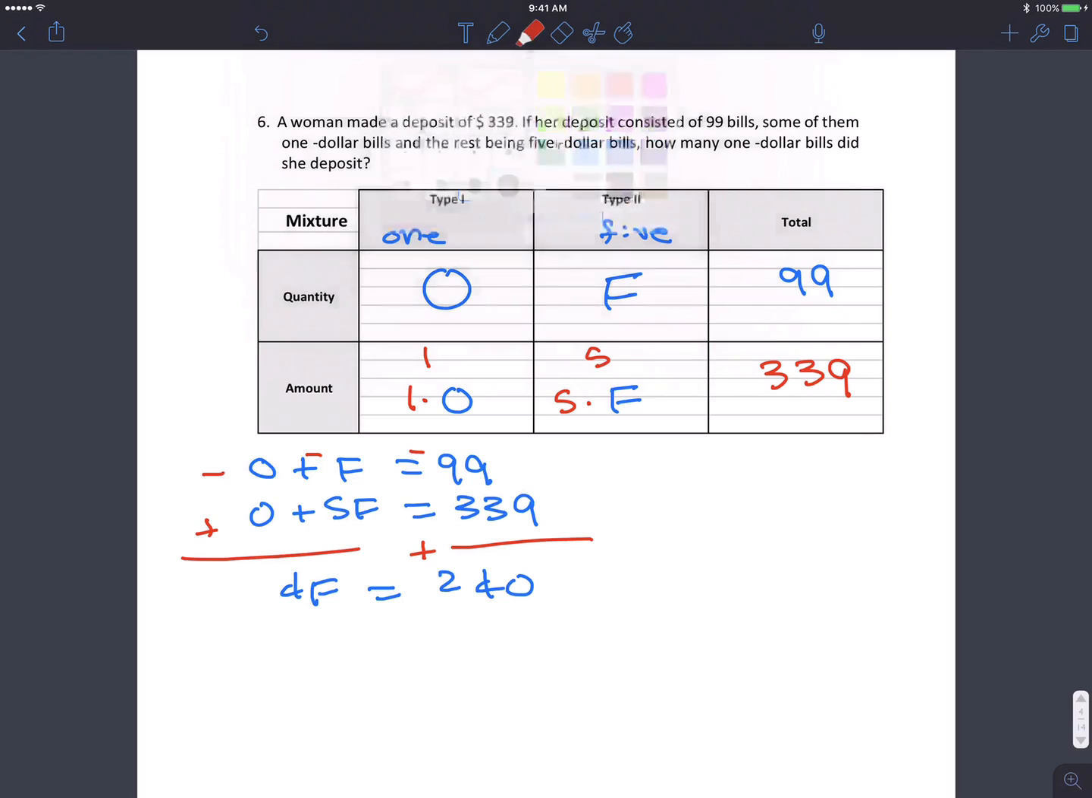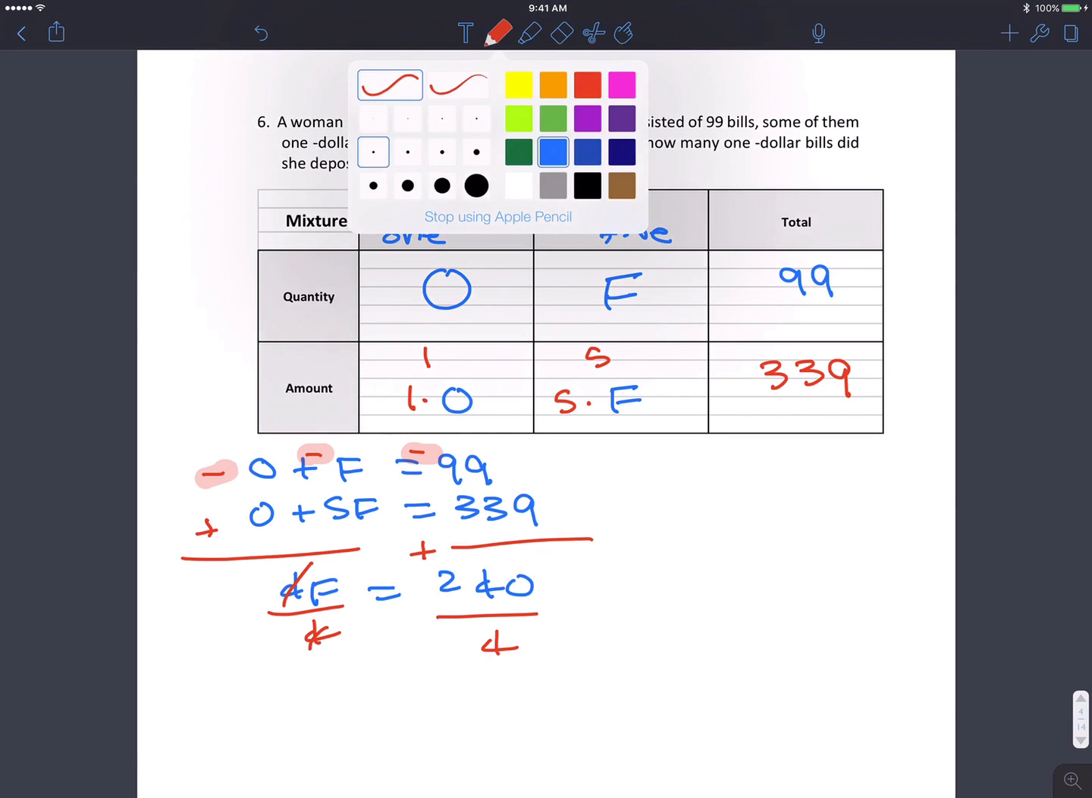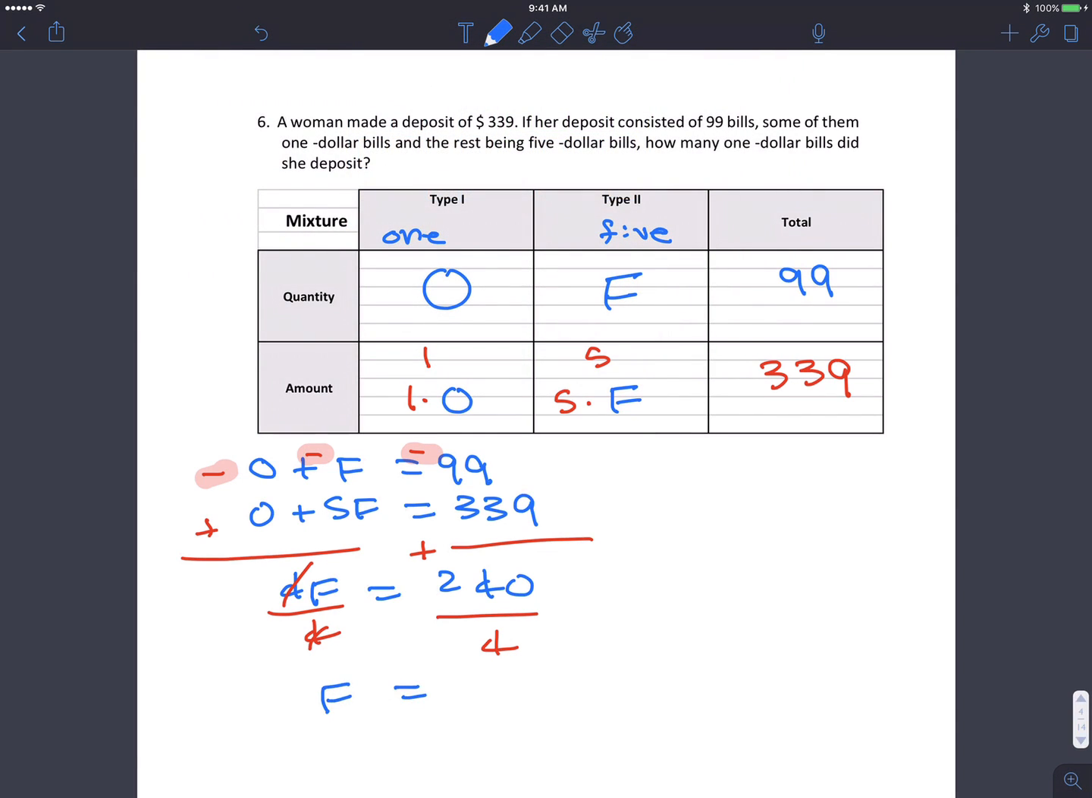Let's review. These are all opposites because we multiplied the top equation by -1, which is really multiplying -1 to every term. Every sign is now negative here. We're going to divide by 4 on both sides, so we have cancellation. And now my F here is 240 divided by 4, which is 60. I have sixty $5 bills. 60 goes here.